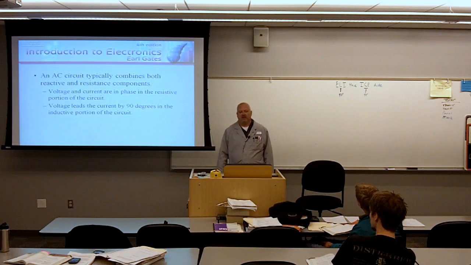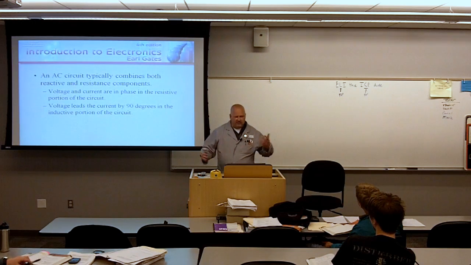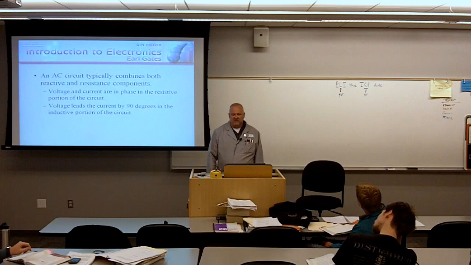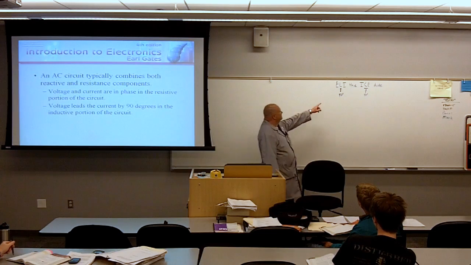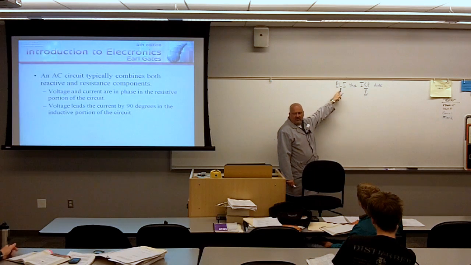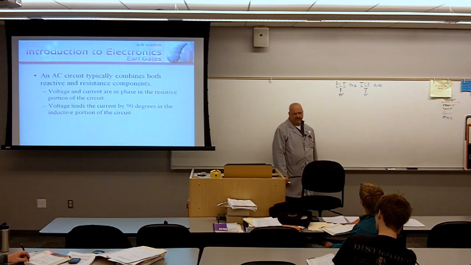An AC circuit typically combines both reactive and resistive components. Voltage and current are in phase in the resistive portion of the circuit. Why? It's pure resistance. They're going to be in phase in the pure resistance portion of the circuit. Voltage leads current by 90 degrees in the inductive portion of the circuit. Why? That was last chapter. Make sense?